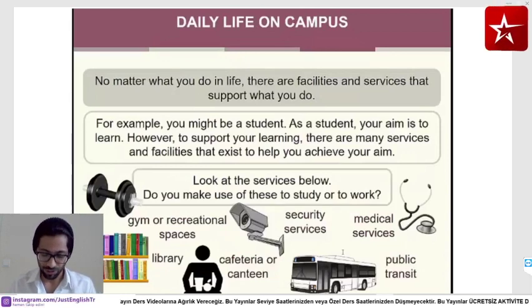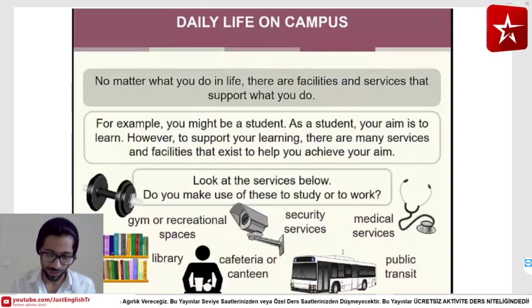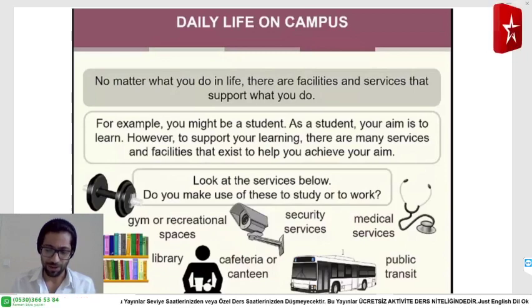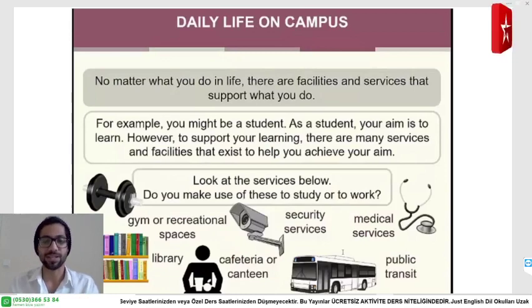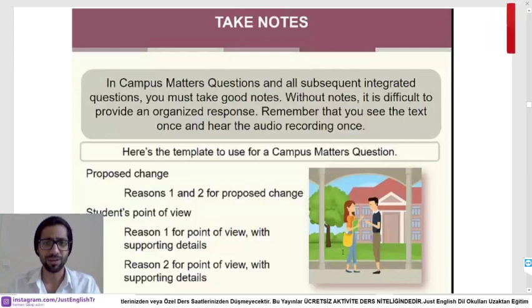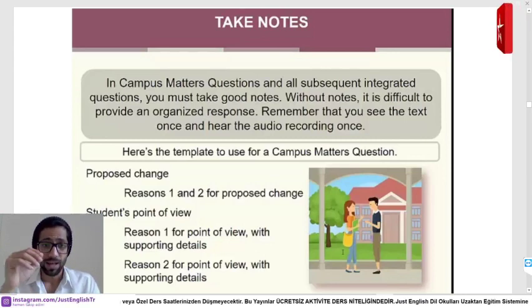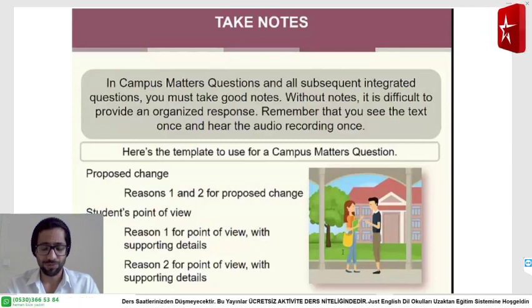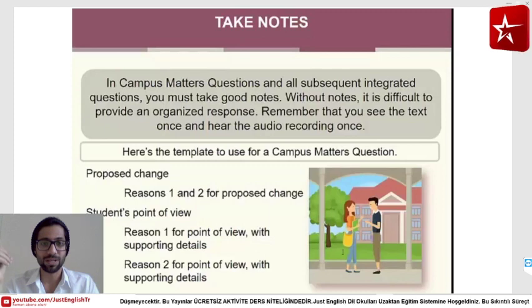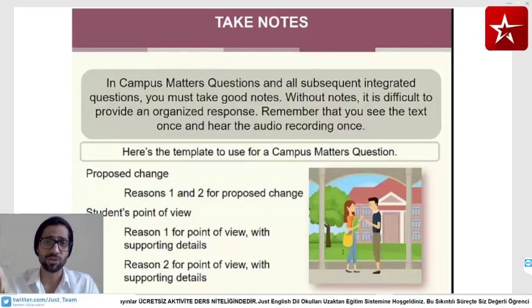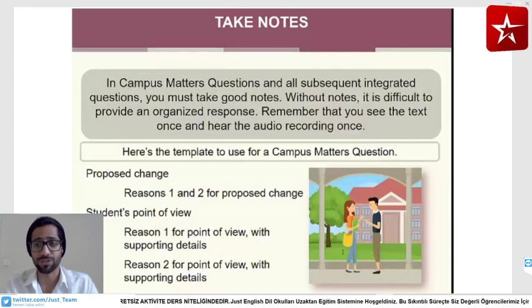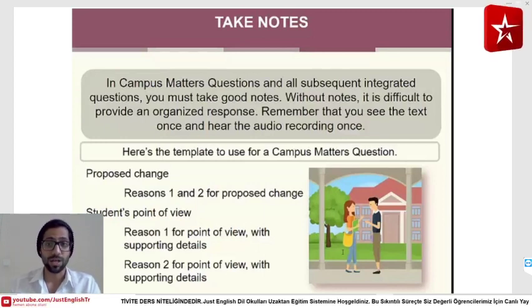Let me check my note fast. For the speaking part, it will be, yes, reading, listening, and speaking, as I said. Now here, taking notes. Campus matters questions, that's for 3. The integrated question, you must put down good notes. You see, making good notes makes you prepared to answer the questions, which range widely.